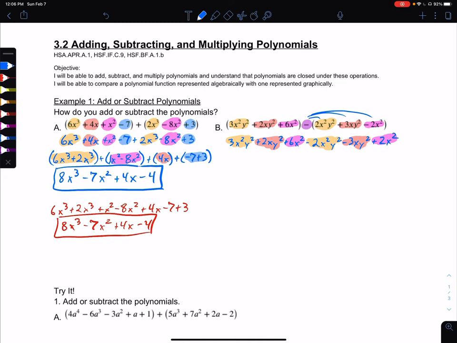3x squared y squared minus 2, that's going to be 1x squared y squared. Again, when you're adding or subtracting, we don't change the base or the power. We're only combining the leading coefficients. Positive 2 minus 3, so that would be negative 1xy squared. And then 6x squared plus 2x squared would be a positive 8x squared. So once again, please do not change the exponents when you're adding or subtracting. And this would be your solution.